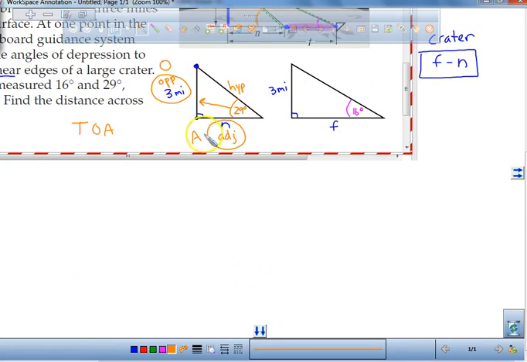To solve, right now we're going to solve for n. So we're going to write tangent of the measure of a particular angle. So the tangent of what angle? 29. And that is equal to the opposite side in relationship to the adjacent side. So what is the length of my opposite side? 3 miles. Very good. And the length of my adjacent side that I'm looking for, I'm going to put the letter n.